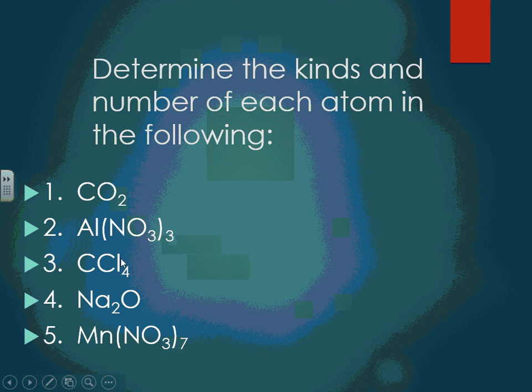1 carbon here, 4 chlorines. This is 2 sodiums. This is 1 oxygen atom. This is 1 of the manganese atoms. And there are 7 of this entire atom, but altogether there are 7 nitrogens and 21 oxygens, because the 7 is multiplied here and multiplied there.